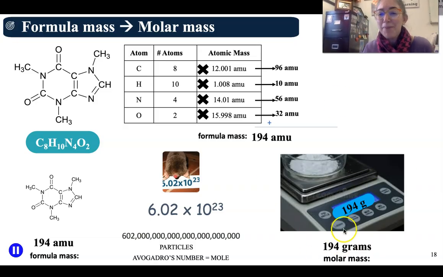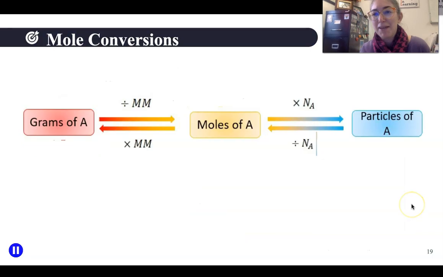So the molar mass, we figure it out the same way as the formula mass, except that it's in grams, not atomic mass units. Okay, so we can do conversions from moles to number of particles using Avogadro's number and the molar mass.